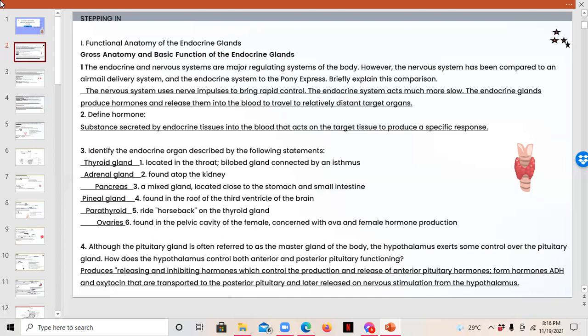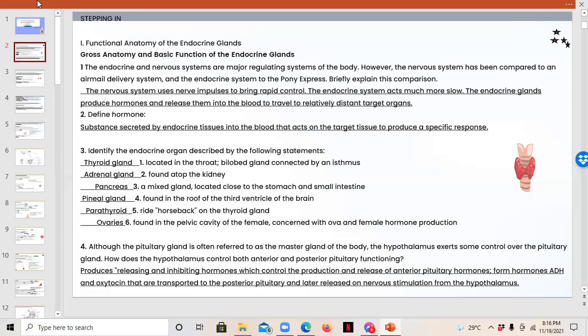First is located in the throat, a bilobed gland connected by an isthmus. The answer is thyroid gland. Second, it's found atop the kidney. The answer is adrenal gland. Third, a mixed gland located close to the stomach and small intestine. The answer is pancreas. The fourth is found in the roof of the third ventricle of the brain.